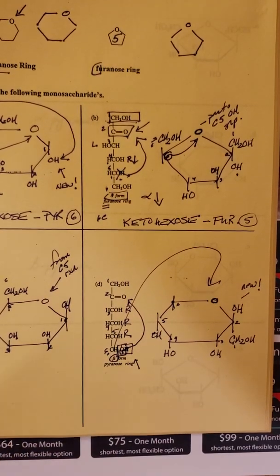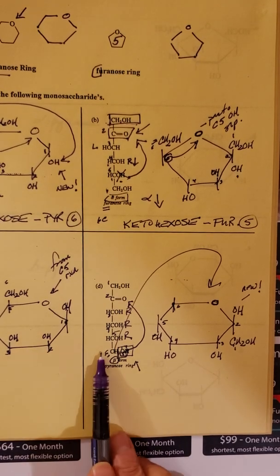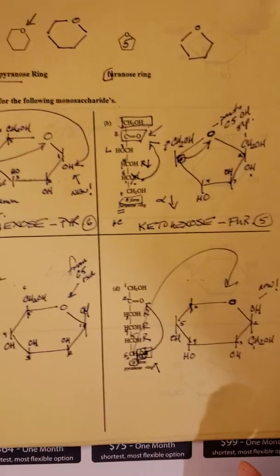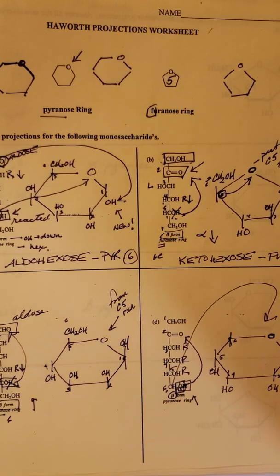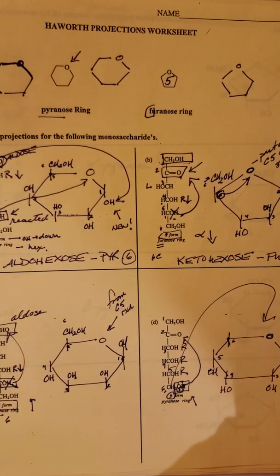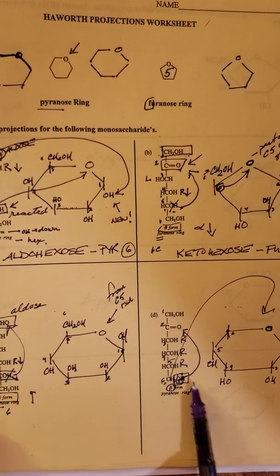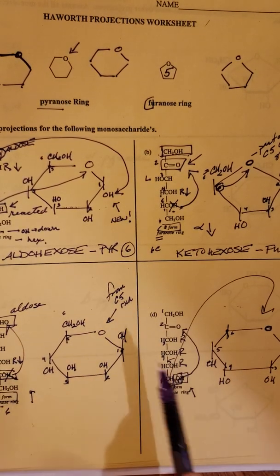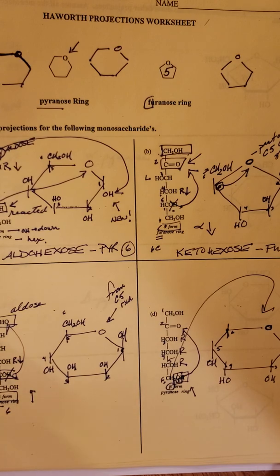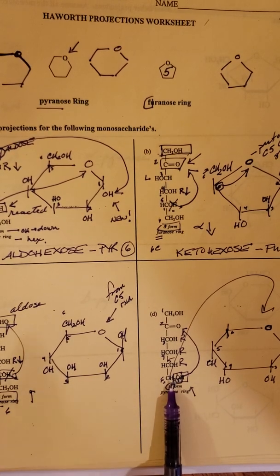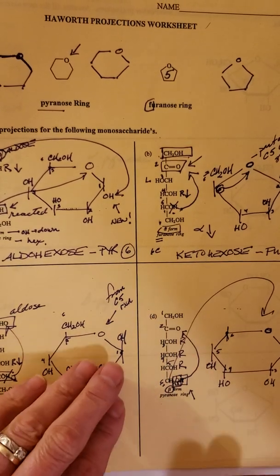Okay, so that tells you how to get from the Fischer to the Haworth. Keep in mind in solution, they're constantly going back and forth. They open, they close, they open, they close. The open form is going to be less frequent than the closed, but when these guys are dry, they're pretty much going to be in straight chains.